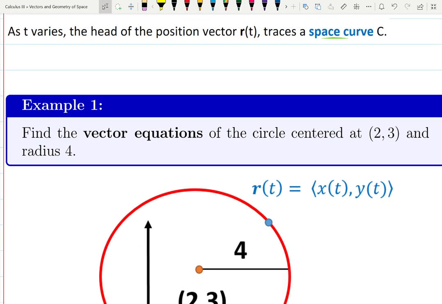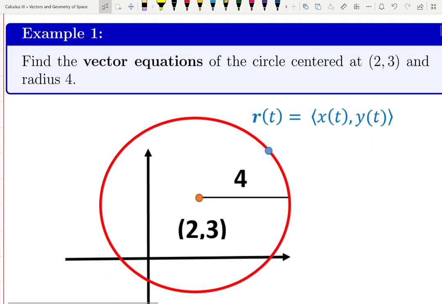Example, let's find the vector equation of the curve of the circle centered at (2, 3) and with radius 4. So here's a circle centered at (2, 3) and radius 4. How would you write down the vector equation?